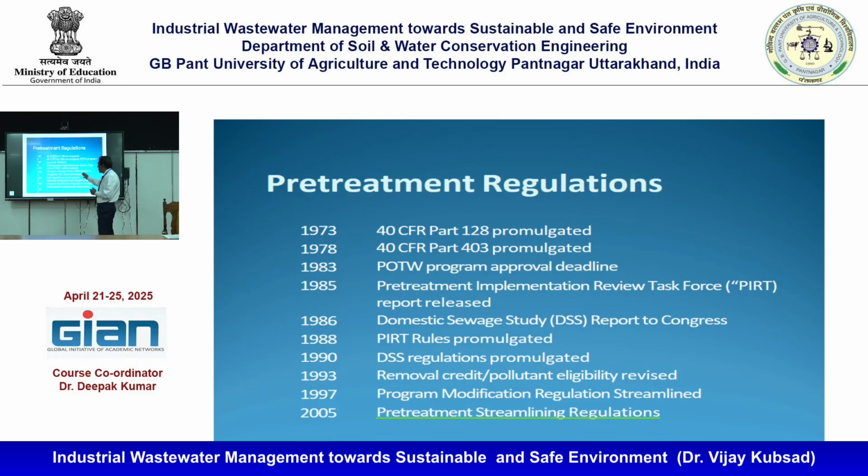Then the Congress rules, regulations, and domestic sewage study regulations and removal credit pollutant eligibility, that is also there. If there are some priority pollutants which are produced by a particular industry, then there is a regulation to have treatment for that, right? Then program modification, regulation streamlining. These are the different laws that came into existence one by one. They learned the lesson when they implemented the first in 1973.